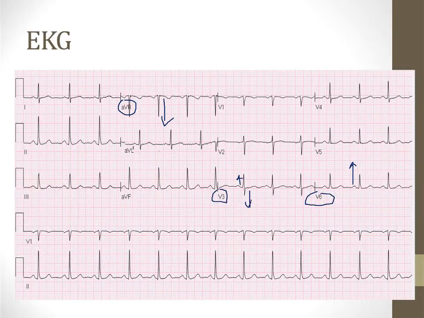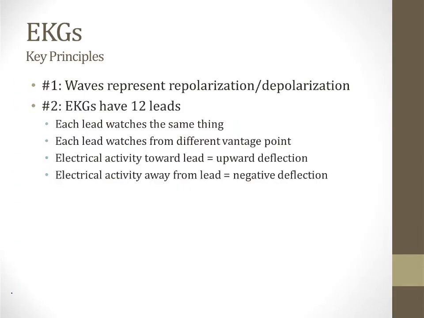So all of these leads are looking at the same electrical phenomena. All the QRS complexes represent depolarization of the same ventricle, but they look different because each lead is looking at this phenomena from a different point of view. So here's a summary slide of the key points that we've just discussed. These are very important for you to understand in order to interpret EKGs.